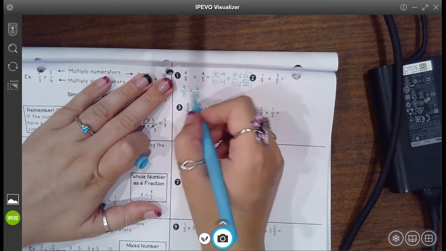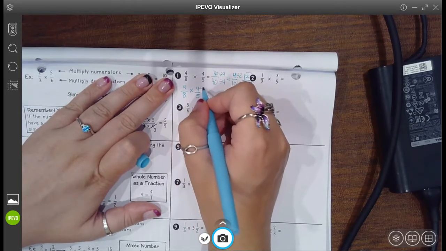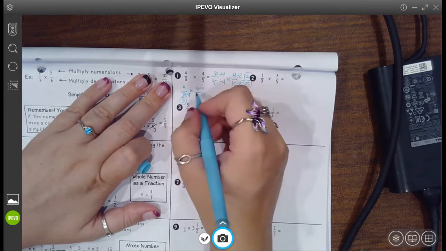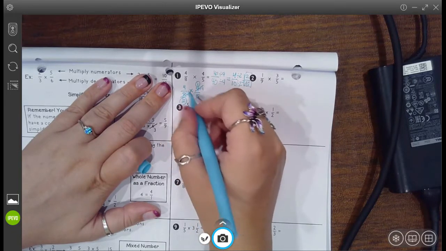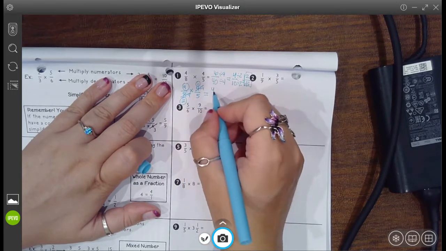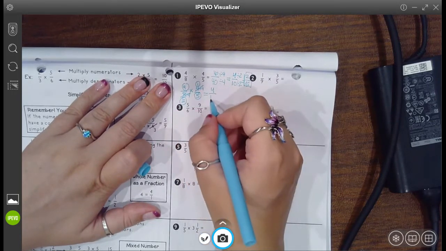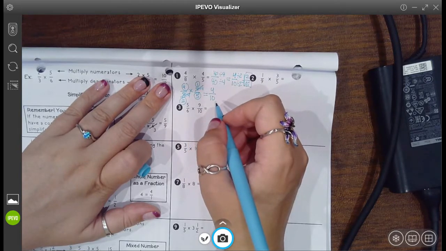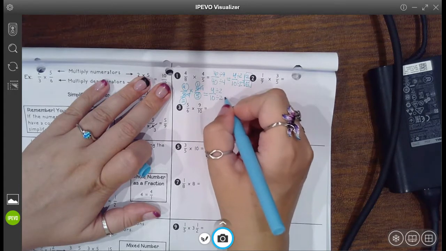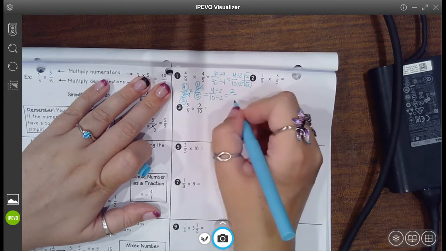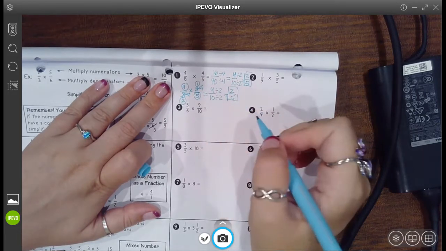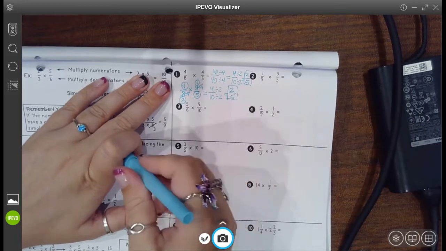So what can go into both 4 and 8? 4 can. 8 divided by 4 is 2, and 4 divided by 4 is 1. Nothing can cross cancel here. So now when I multiply across, I have 4 times 1, which is 4, and 2 times 5, which is 10. And then you're like, okay, those are both even, so I can reduce it. 4 divided by 2 is 2, and 10 divided by 2 is 5. See that I still got the same answer, but in fewer steps because I cross-canceled.